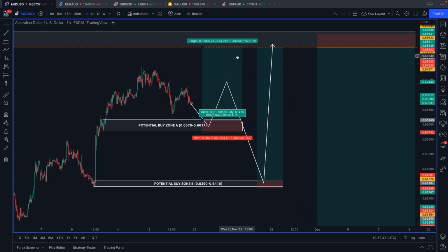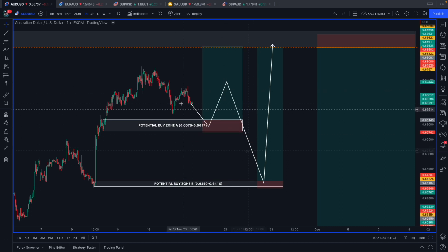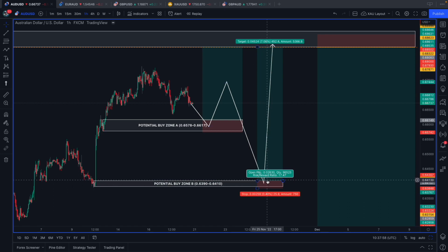If price doesn't take profit, price may continue to move lower, continue in this lower time frame corrective wave, trailing us into this second potential buy zone.